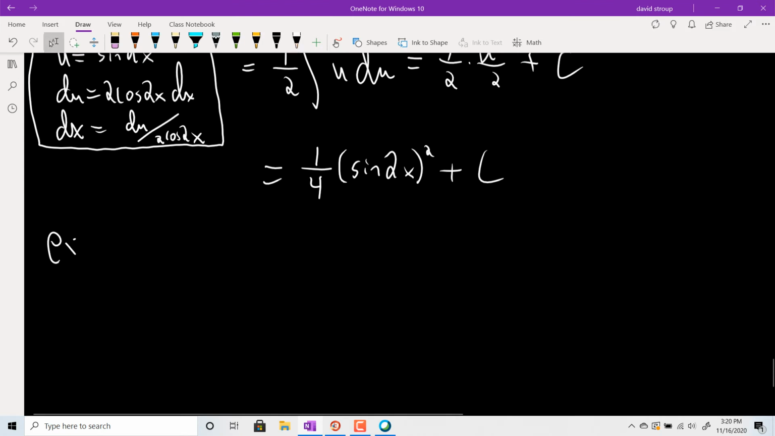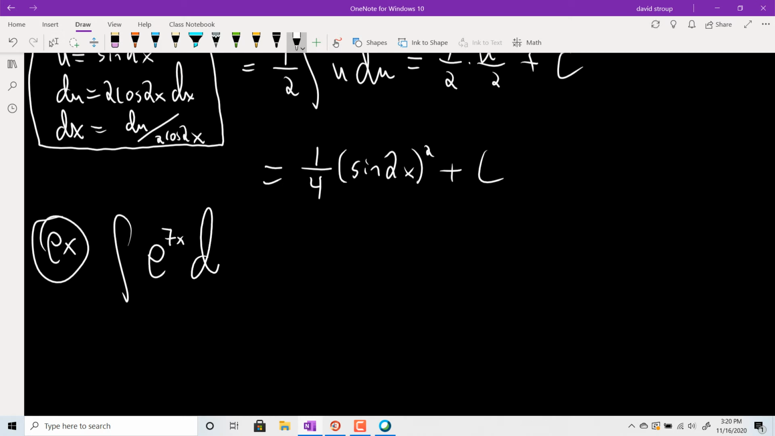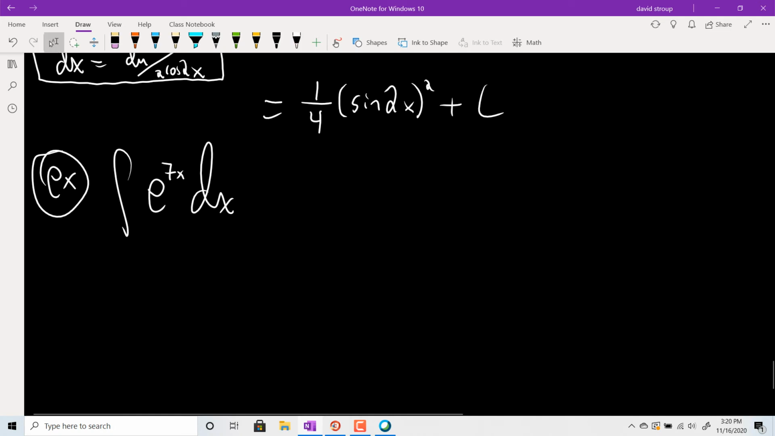Let's do one now that has an exponential: the integral of e to the 7x dx. So the answer is not e to the 7x, right? No. You're going to have 1/7 e to the 7x. It's like the reverse of the chain rule. Instead of multiplying by 7, you divide by 7.